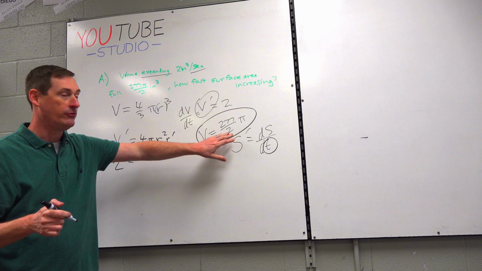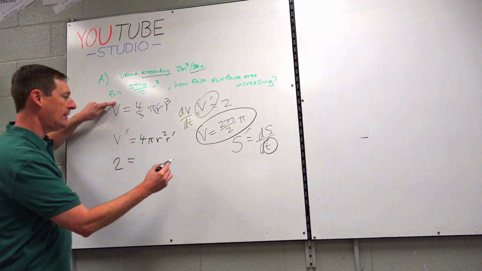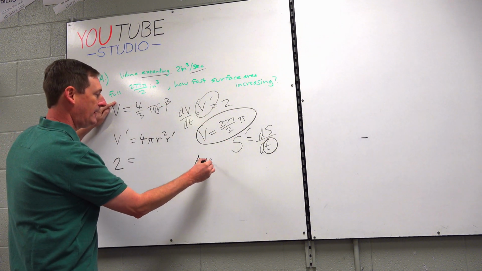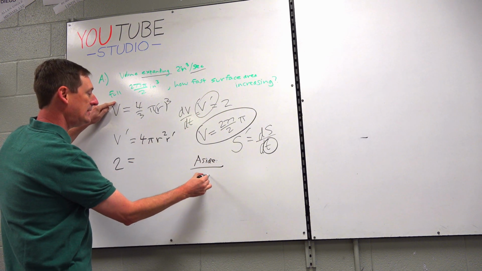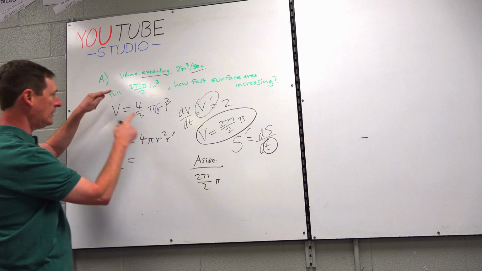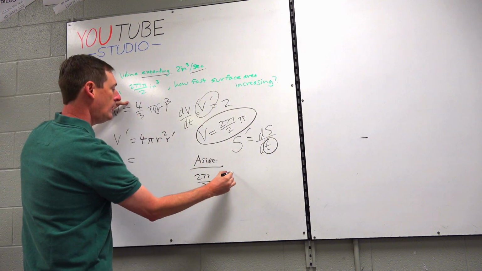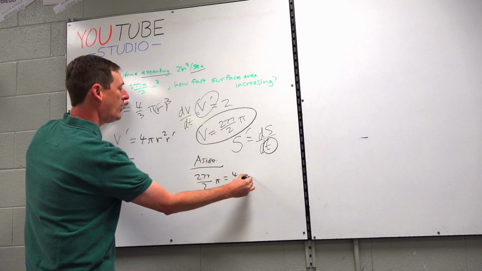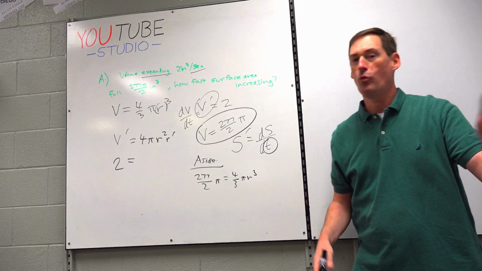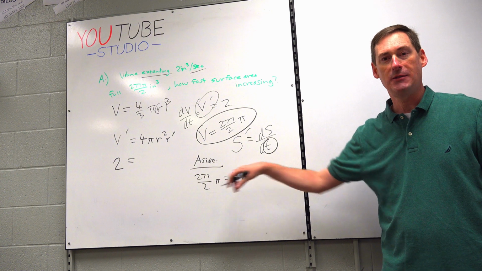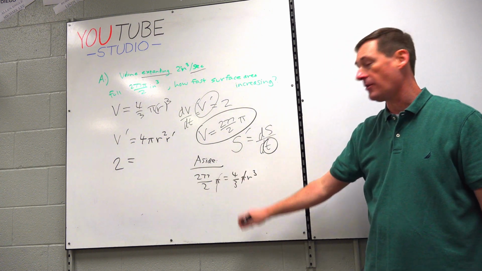So you're going to take volume, put it in for V. Let's do an aside over here, somewhere on your paper, out of the way. Okay, 277 pi over 2 goes for V. V equals 4/3 pi r cubed is the original formula. All right, right off the bat, divide both sides by pi and they'll cancel each other out.